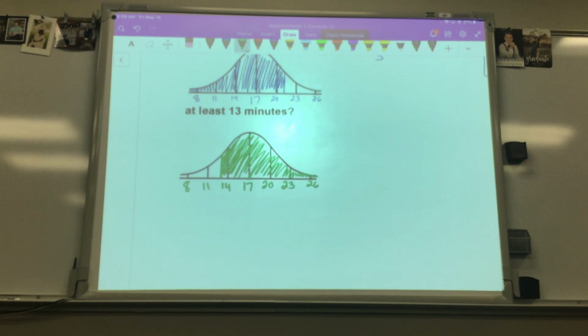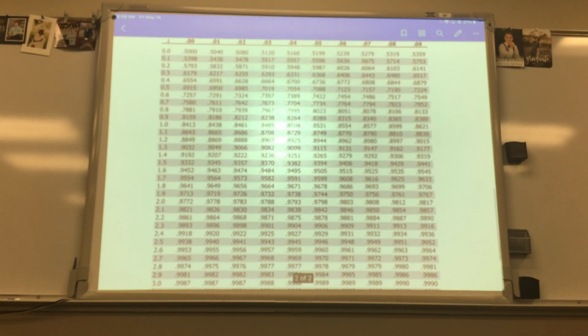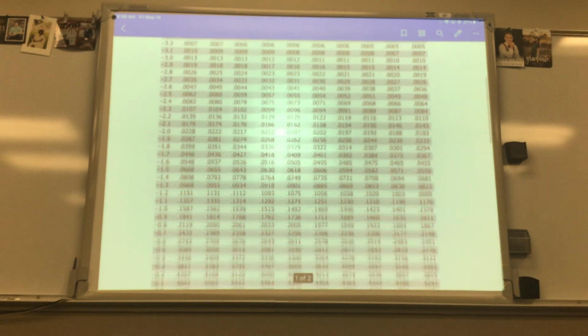Did that fall on 1, 2, or 3 standard deviations? No. So we have to calculate the z-score then, correct? What's my formula? What's it going to be when I plug my things into the formula? 13 minus 17 over 3. That's going to be negative 4/3 or negative 1.33. Again, always round to the hundredths place. So make sure you're on the proper side. We had a negative z-score, right? Negative 1.33.